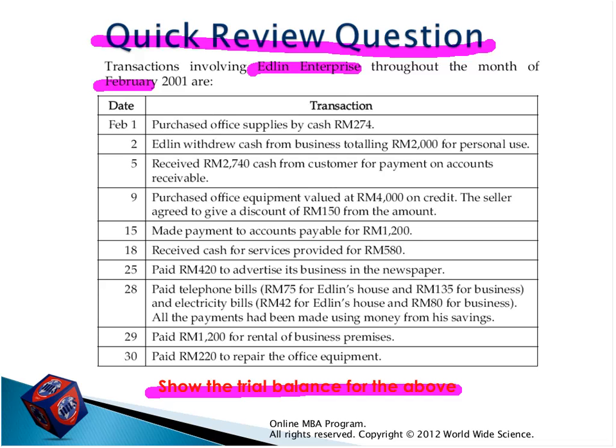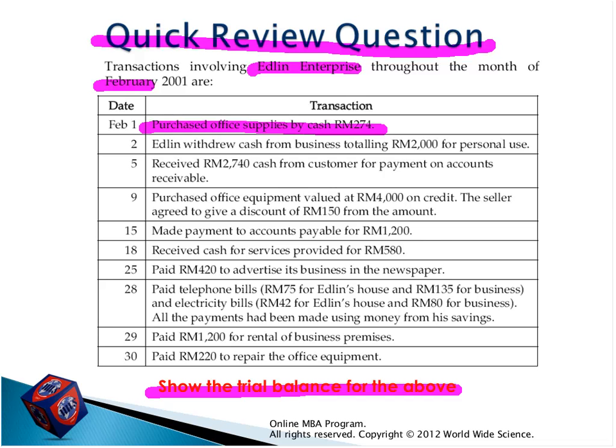Okay, so let's review the transaction itself. Purchase of office supplies by cash of 274 Malaysian ringgit, or RM, or USD, it doesn't matter in what currency. So purchase office supplies by cash. So you see, this is a transaction. Now you must record this transaction in the trial balance.